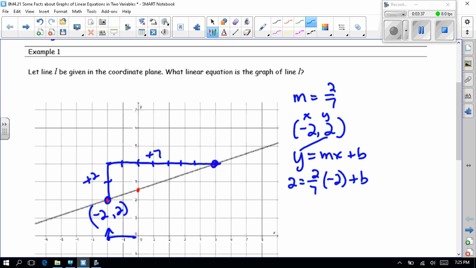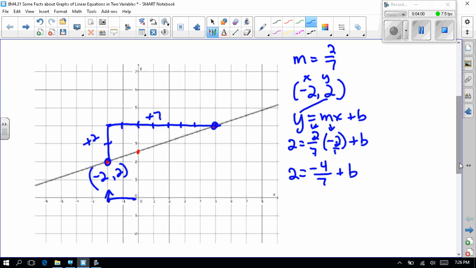So let's grab our calculators and take 2/7 times -2, or if you want to try to do it in your head, we are multiplying fractions, so we multiply our numerators together. 2 times -2 is going to be -4. 7 times 1 is going to be 7, plus b. We want to isolate the b, because we're trying to solve for the y-intercept and find out where this line is crossing the y-axis. So the opposite of -4/7 is going to be +4/7.